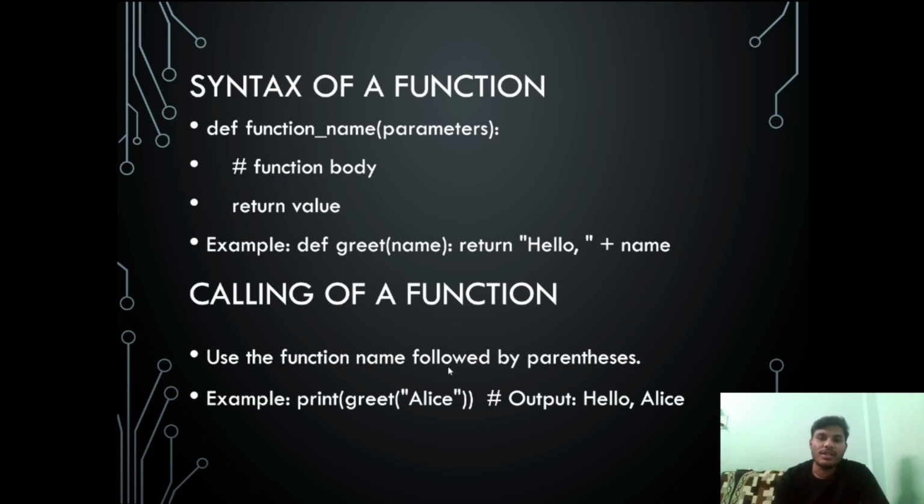And next we have calling a function. Once a function is defined, we can call it using its name followed by parentheses. If the function expects arguments, we pass them inside the parentheses. Example, print(greet("Alice")). So the output will be Hello Alice. This calls the greet function with Alice as an argument and prints the result.